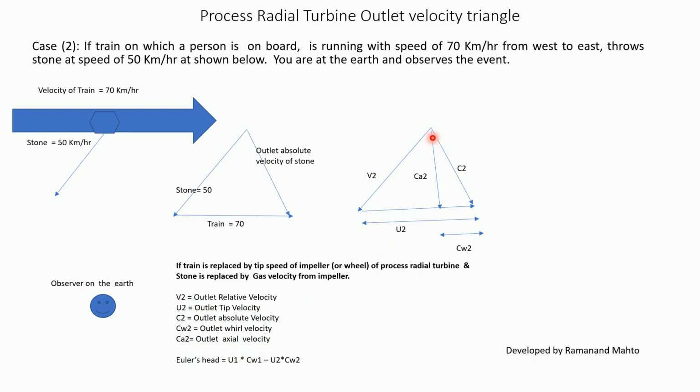So we can write V2 is the relative velocity and U2 is the outlet tip velocity. C2 is the absolute velocity, and C2 has two components. One is axial, which is Ca2, and the other is the whirl component, which is Cw2. So the Euler equation can be written as U1 into Cw1 minus U2 into Cw2.